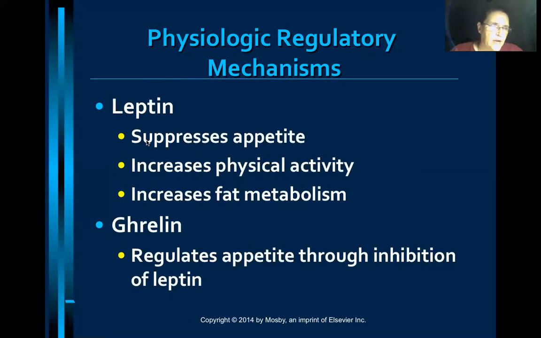And ghrelin is a gut hormone. In the fasting state, ghrelin is increased. It acts in the hypothalamus by working on the reward system that triggers overeating. Ghrelin is thought to play a part in compulsive eating. In gastric bypass surgery, ghrelin decreases significantly, which helps to suppress your appetite.